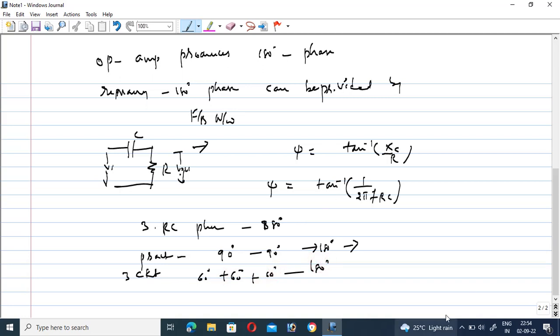Or else, you can take 45 degrees per stage, and there is a condition for that also. One more important point: the frequency of oscillation f is equal to 1 by 2 pi RC into square root of N, where capital N represents the number of RC phase networks. Suppose each RC section produces a phase shift of 60 degrees, then N is equal to 3 and we get 180 degrees of phase shift. If you take N equal to 4, each section provides 45 degrees.